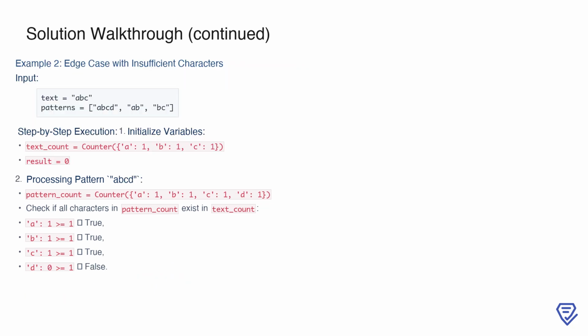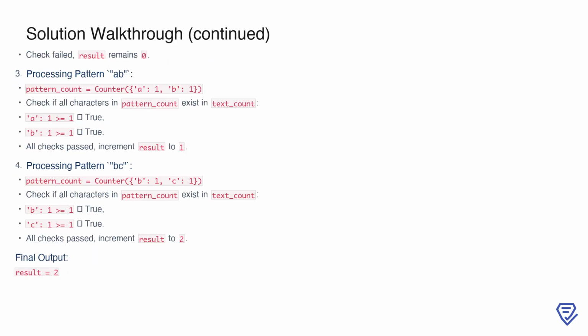Now let's consider an edge case where the text doesn't contain enough characters to form some of the patterns. The input text is ABC, and the patterns are ABCD, UB, and BC. First, we initialize text_count to store the frequency of each letter in the text. A, B, and C each appear once. We also set result to 0. For the first pattern, ABCD, the frequency count shows that A, B, C, and D each appear once. Checking these against the text, we see that A, B, and C meet the required frequency, but D does not exist in the text. Since this check fails, result remains 0.